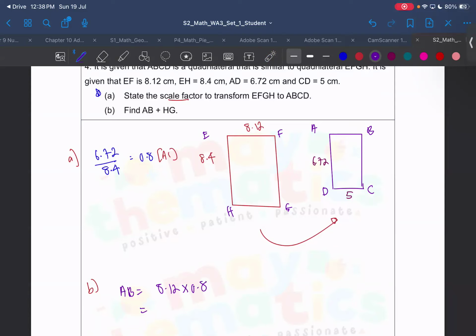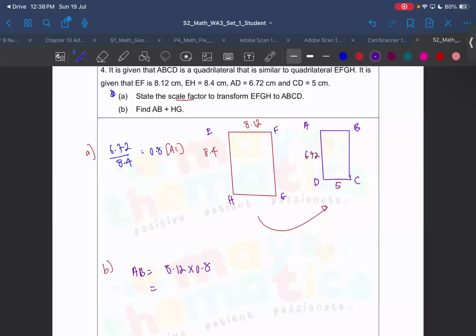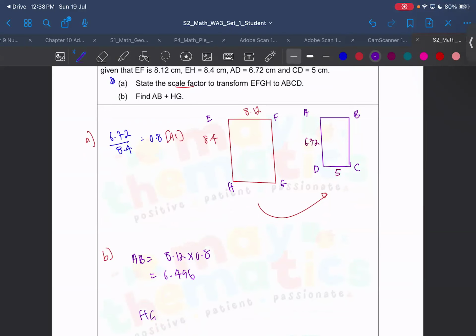8.12 divided by 0.8? No, times 0.8, because that's a scale factor. I rarely divide. It's always about seeing what the length is after I reduce the size. So AB is 6.496. Now, maybe we try how to find HG.